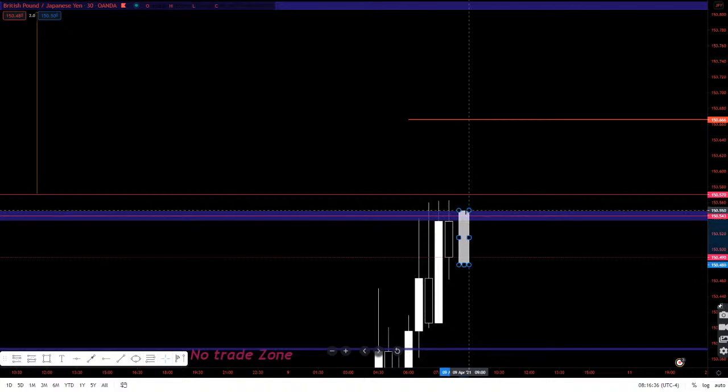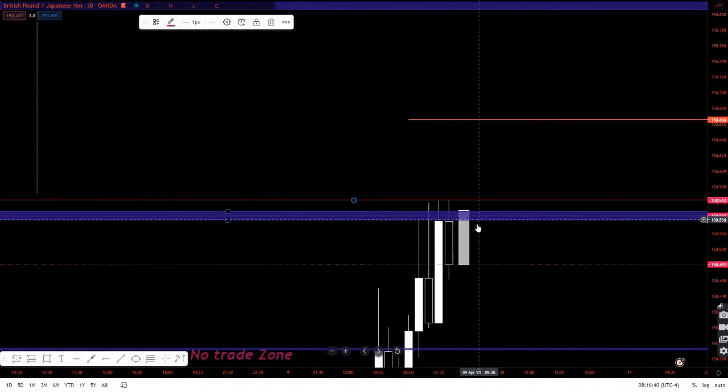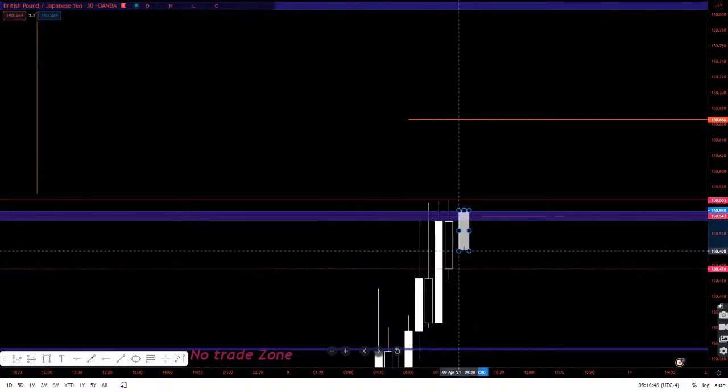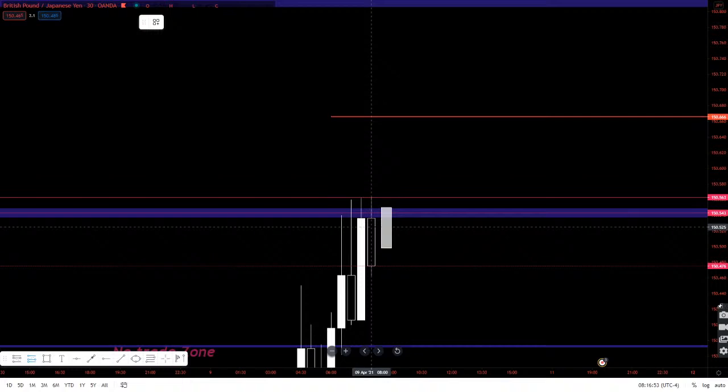Even if price closes here, once it starts to break these wicks, then you can go ahead and take the buy and use like a 10 to 15 pips stop thereabout. So this is the play I would be most interested in at this moment.